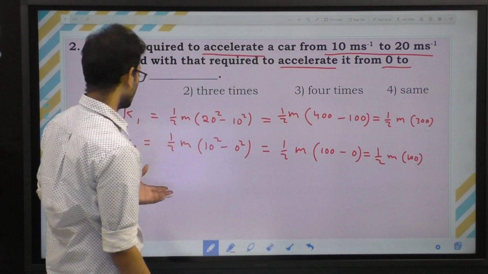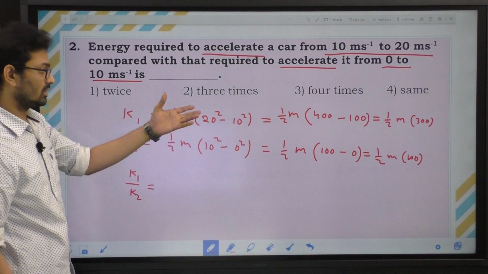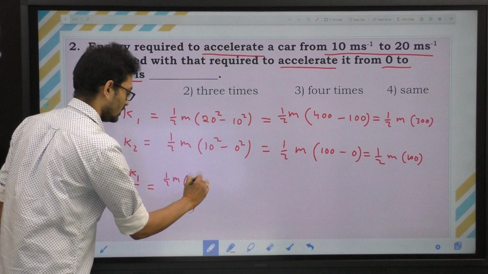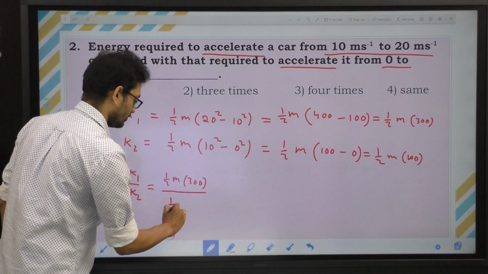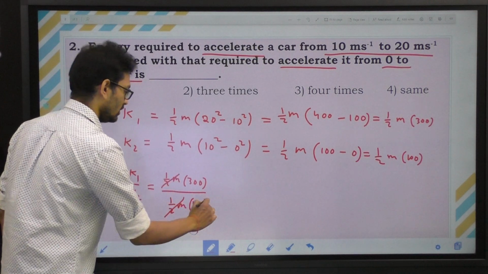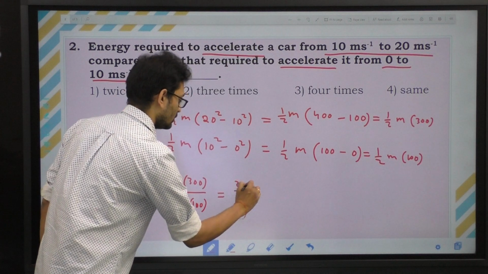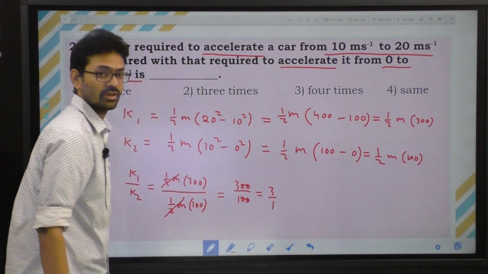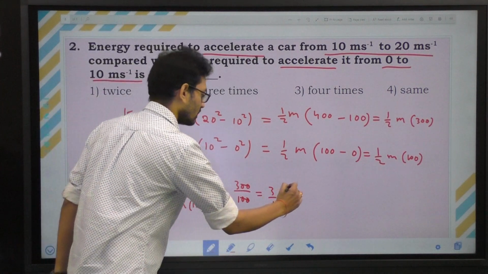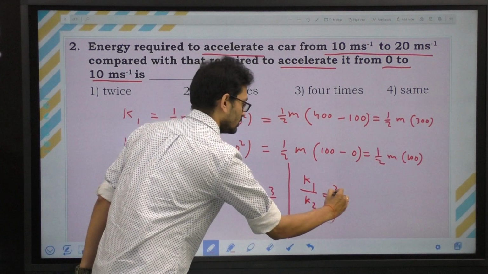So if you find the ratio of this, let us take k1 by k2. How much are you going to get? K1 is half m into 300, and down you have half m into 100. So half m gets cancelled. You will be left with 300 by 100, and if that gets cancelled, you are left with 3 by 1. So your answer for the ratio is 3 by 1. If you want, you can check it: k1 by k2 is equal to 3 by 1.